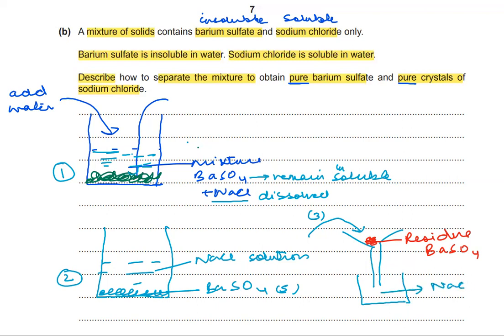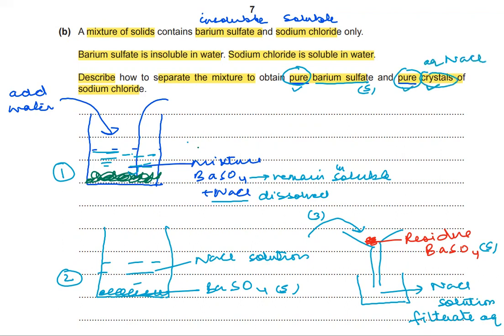You will have the sodium chloride solution passing through the filter paper into another beaker, right? So this is the residue, and this is basically known as the filtrate. Now we have one in the solid form and another in the aqueous form. What the examiner wants is the pure barium sulfate in the solid form. This is in the solid form, but he wants it pure. And the sodium chloride you're getting in the aqueous, solution form. So he wants the pure one and he wants the crystals for it.